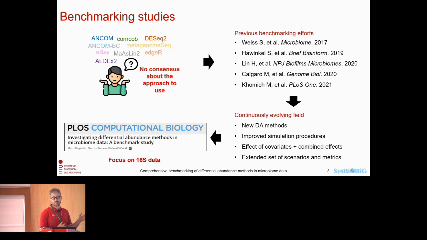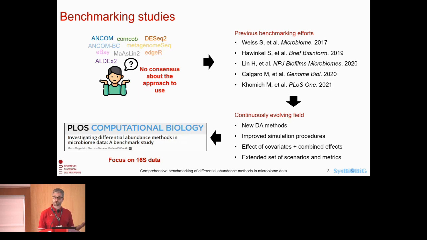We use state-of-the-art simulation techniques to add realistic ground truth data to be used during the benchmarking. And we study the different covariates and their combinatorial effects, so more than one covariate tuned at the same time, at the end generating many scenarios and assessing them with many metrics.